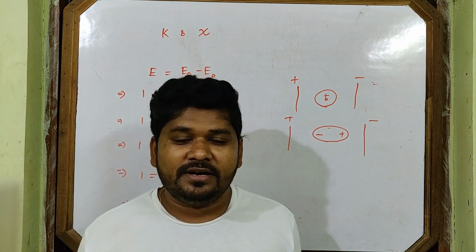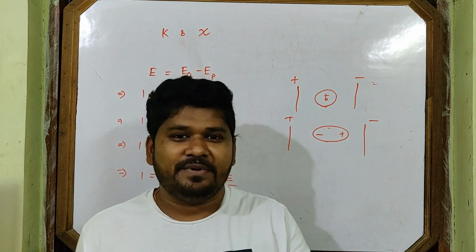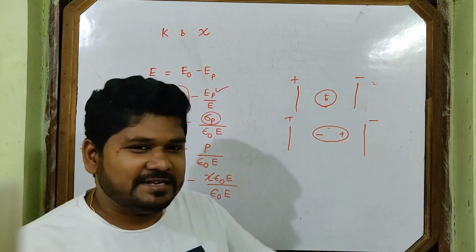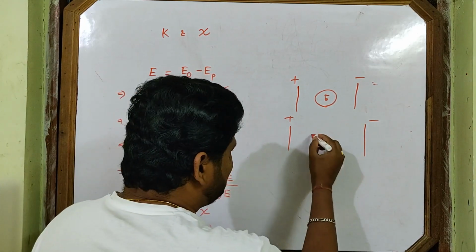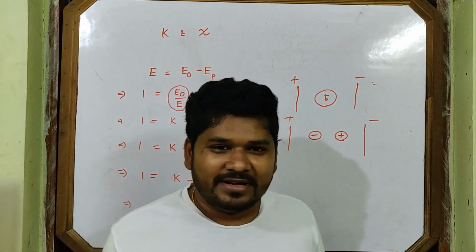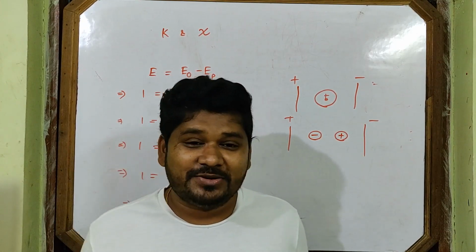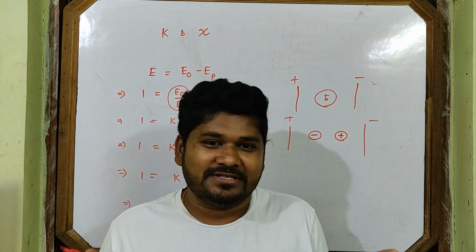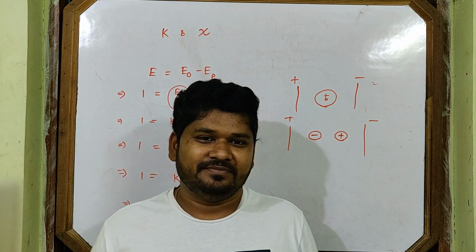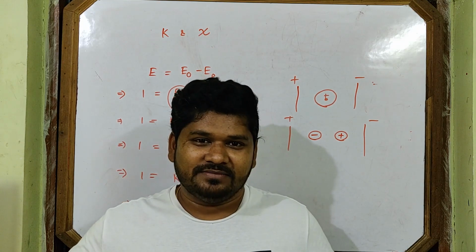Do they get completely separated? Yes, this happens. This minus and plus get completely separated. Now you see, this is minus, this is plus. The HCl molecule now converts into H plus and Cl minus ions. They convert into ions.